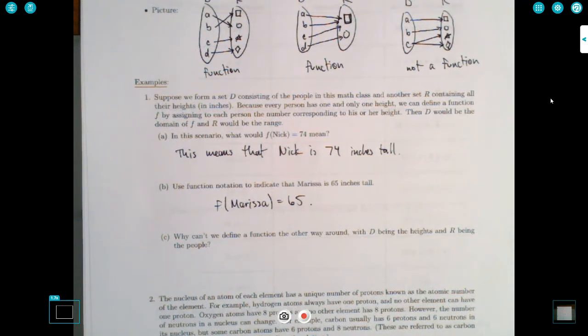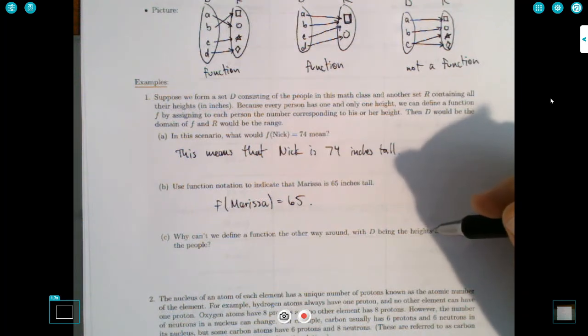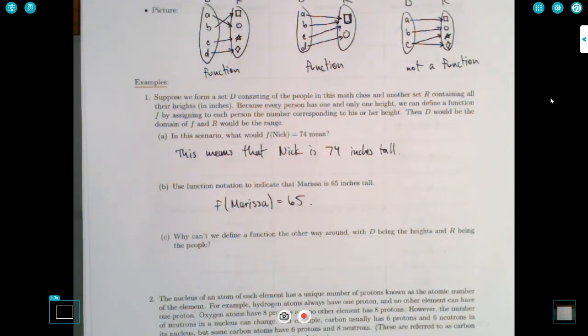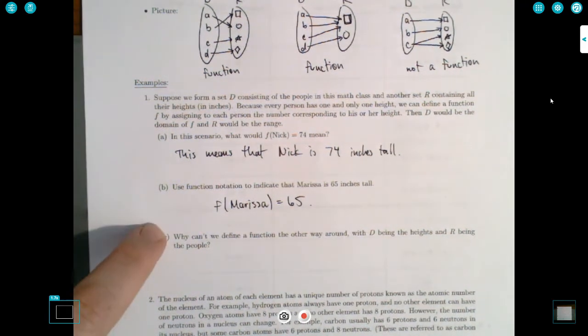That's not a problem. But what if you wanted to go the other way around and map the height to the person? So if we called that function g, what's g of 65? Well, then it would be ambiguous. G of 65 could be Marissa, or G of 65 could be Allison. And because of that ambiguity, we have a problem. Because 65 would have to get mapped to two different places, G would no longer be a function. So how do we summarize all of that to answer this question?